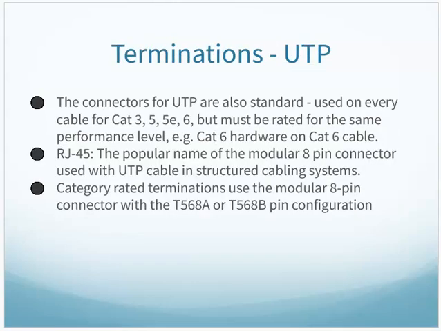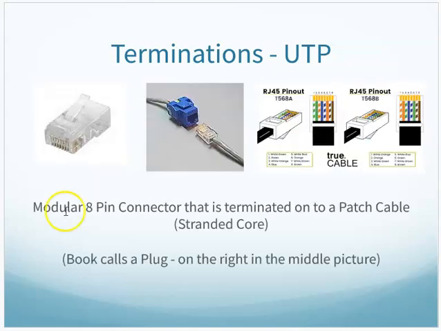As we move on to terminations for UTP. The connector we use for UTP is typically going to be a modular 8-pin connector. The RJ45 is kind of a slang name. The actual connector for a patch cable, this guy right here, is a modular 8-pin connector. And this is used for stranded cord, called patch cables.